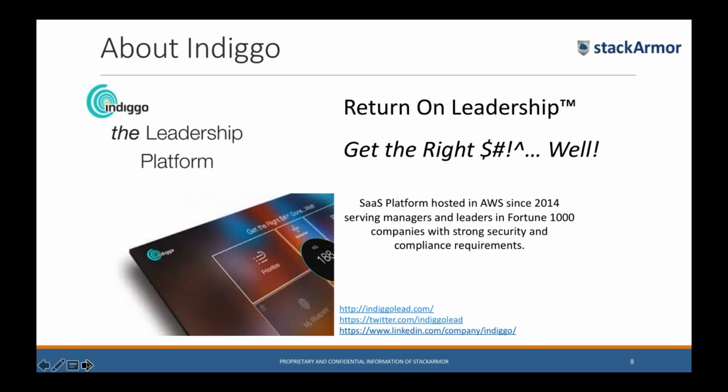And they saw a real need for a platform to focus on leadership strategy and leadership execution. So Indiggo is an intelligent technology platform that bridges the gap between strategy and leadership execution. Our platform drives leaders and managers to focus on their most important monthly priorities in alignment with the company priorities.